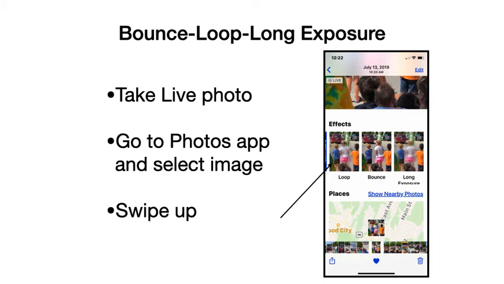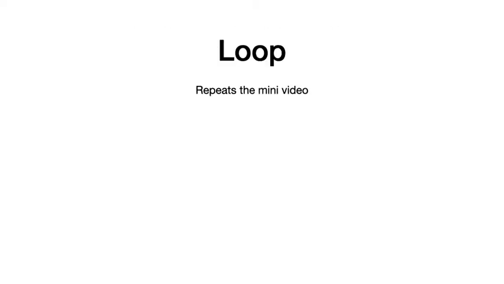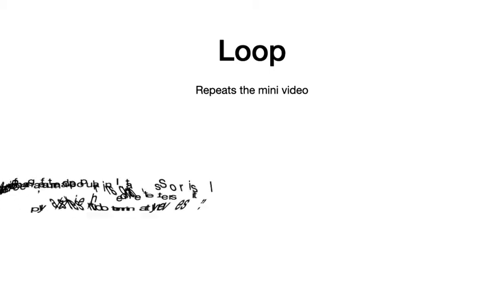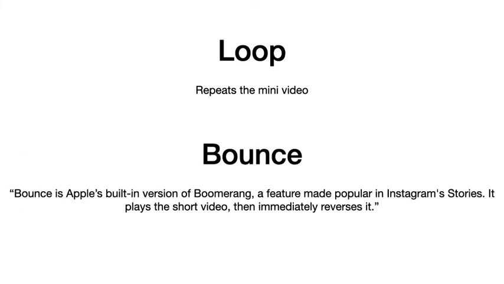Well, what do all those things mean? A loop simply repeats the mini video. It goes over and over and over again, just for 2 or 3 seconds. Bounce is fun. It has the video going forward, and then it reverses it, and then forward and reverses it.